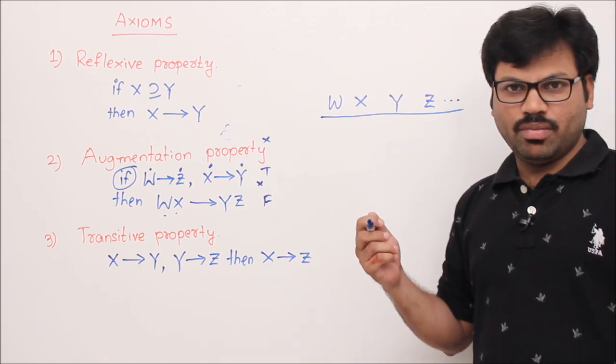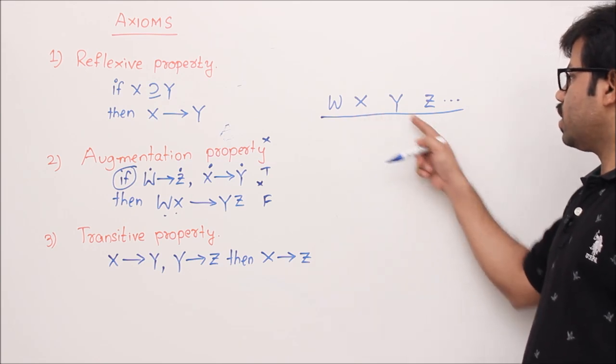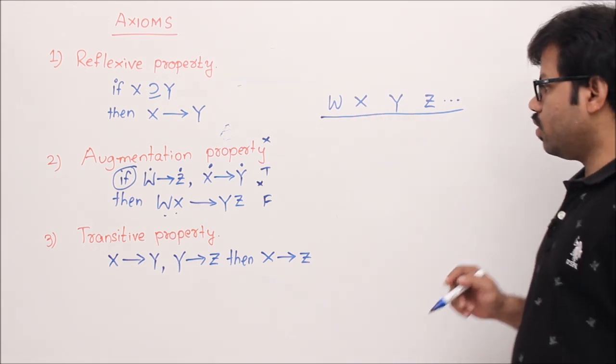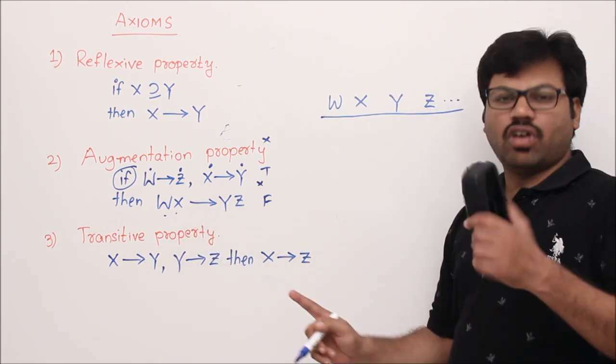I don't bother about them. I bother about only WX → YZ. That's why I'm showing only WX → YZ. Now what is the question? We have to prove that WX determines YZ is false.